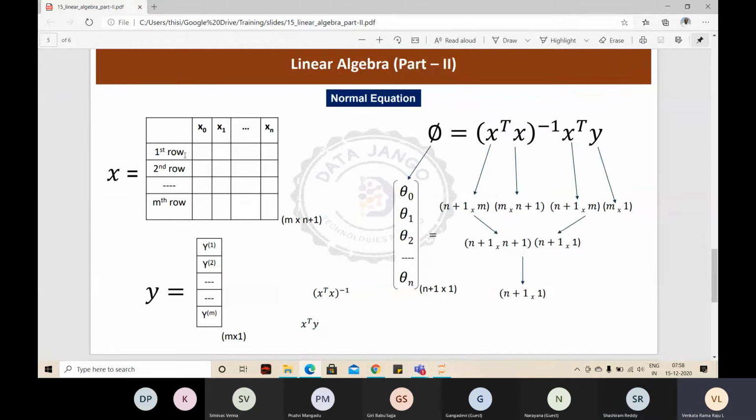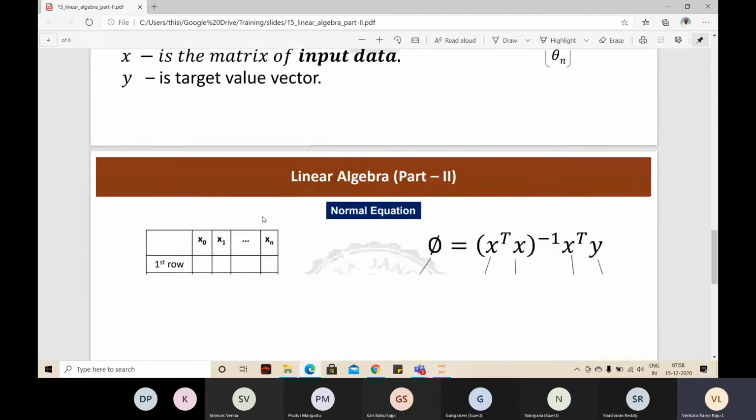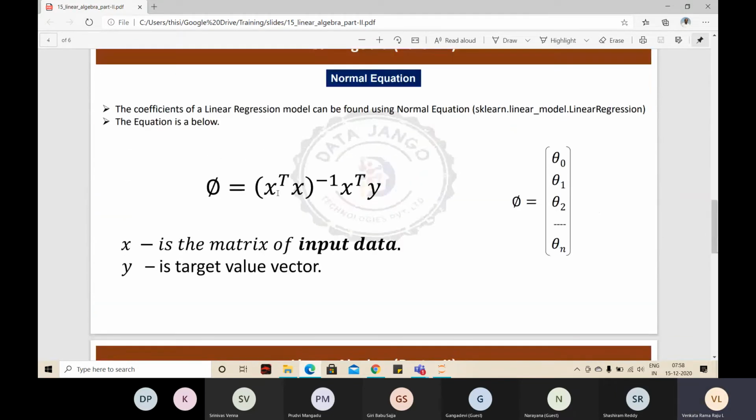If you have 1 million records and 10,000 columns, then what happens to the matrix? That whole calculation: first question is, where is this whole calculation happening? X transpose X whole inverse X transpose Y. Where is it happening, in RAM or hard disk?